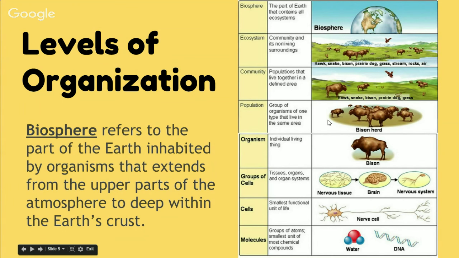After that, we'll be going all the way up to populations. Many populations that live together is going to be community. Community and its non-living surroundings are going to be an ecosystem, and we're going to focus a lot on ecosystems this year. And finally, the part of Earth that contains all of our ecosystems is our biosphere. And a biosphere is going to refer to the part of the Earth inhabited by organisms and extends all the way from the upper parts of the atmosphere to deep within the Earth's crust.